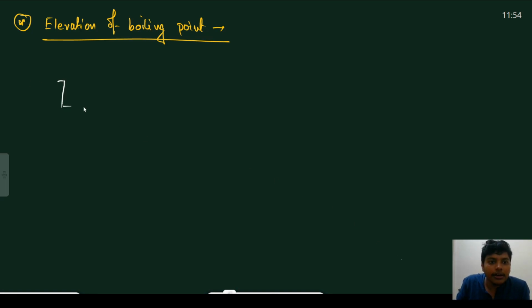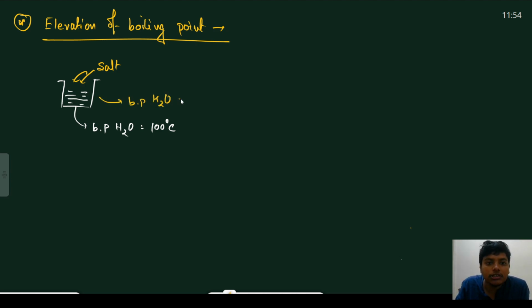You take a solvent, let's suppose water. What is the boiling point of water? 100 degrees Celsius. You add some solute in it, let's suppose you add some salt. The boiling point will increase. You can check in your home that after adding salt, the boiling point will increase from 100 to, say, 110 degrees.